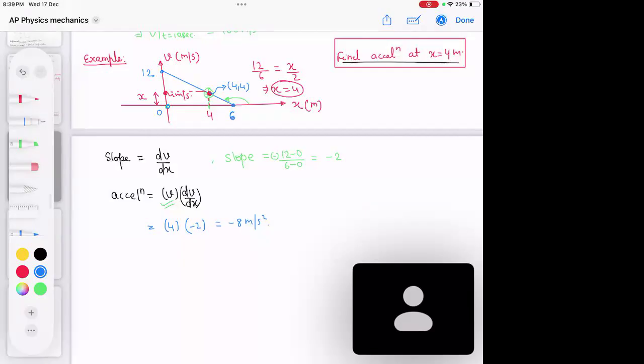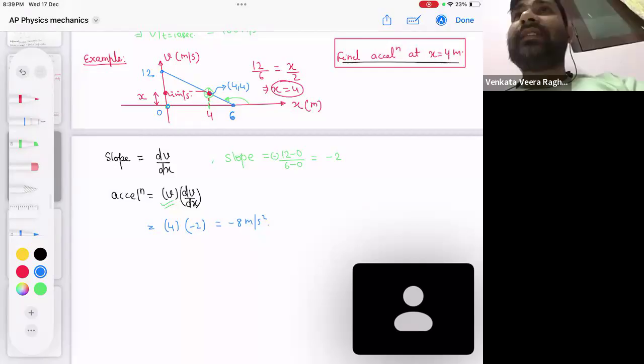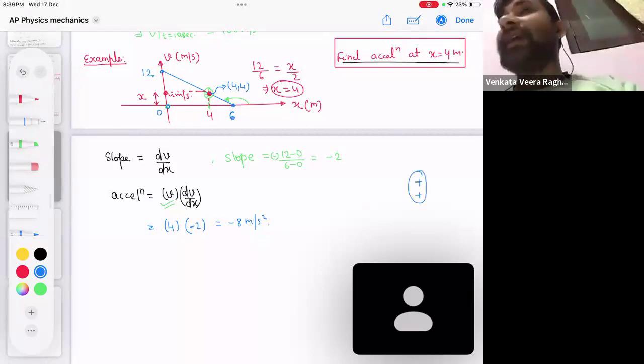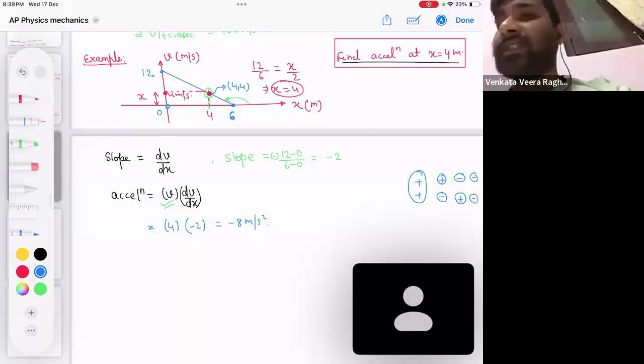See, acceleration and retardation are based on what? The sign of velocity and acceleration. If velocity is positive and acceleration is positive, we call it acceleration. If velocity is positive and acceleration is negative, retardation. Velocity negative, acceleration positive, retardation. Both negative, again acceleration. Remember?